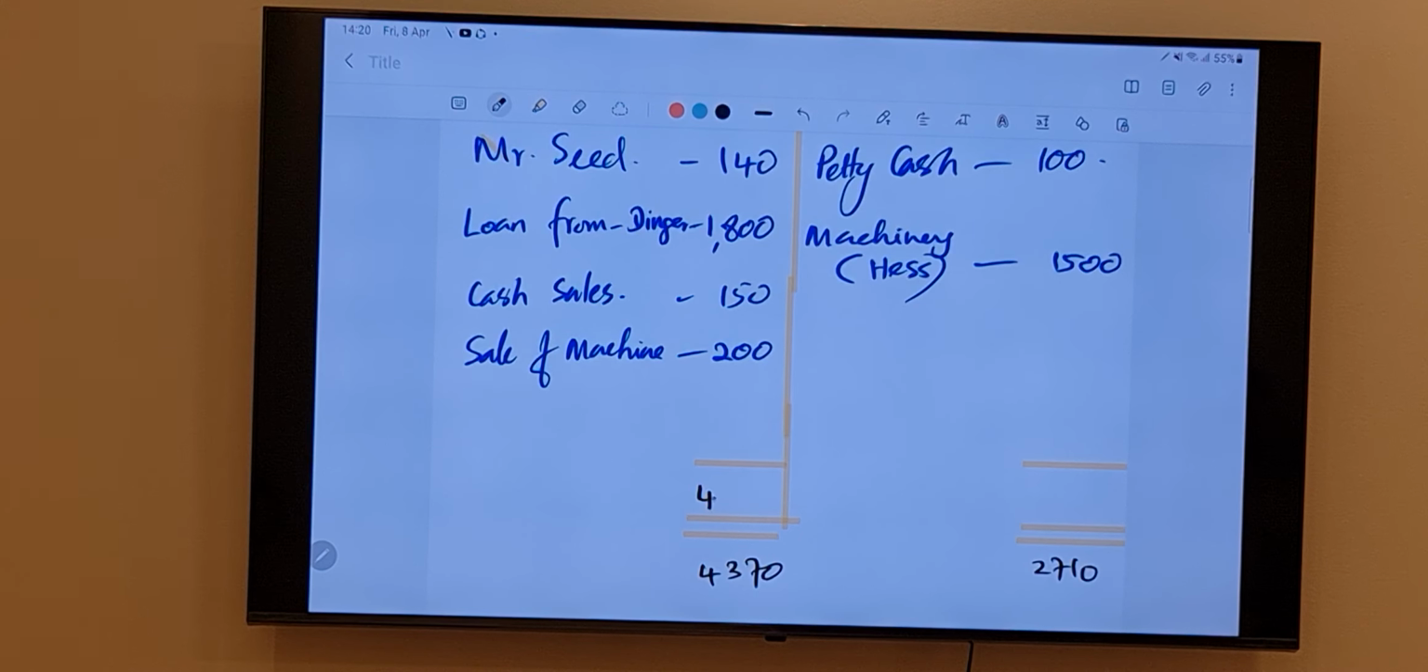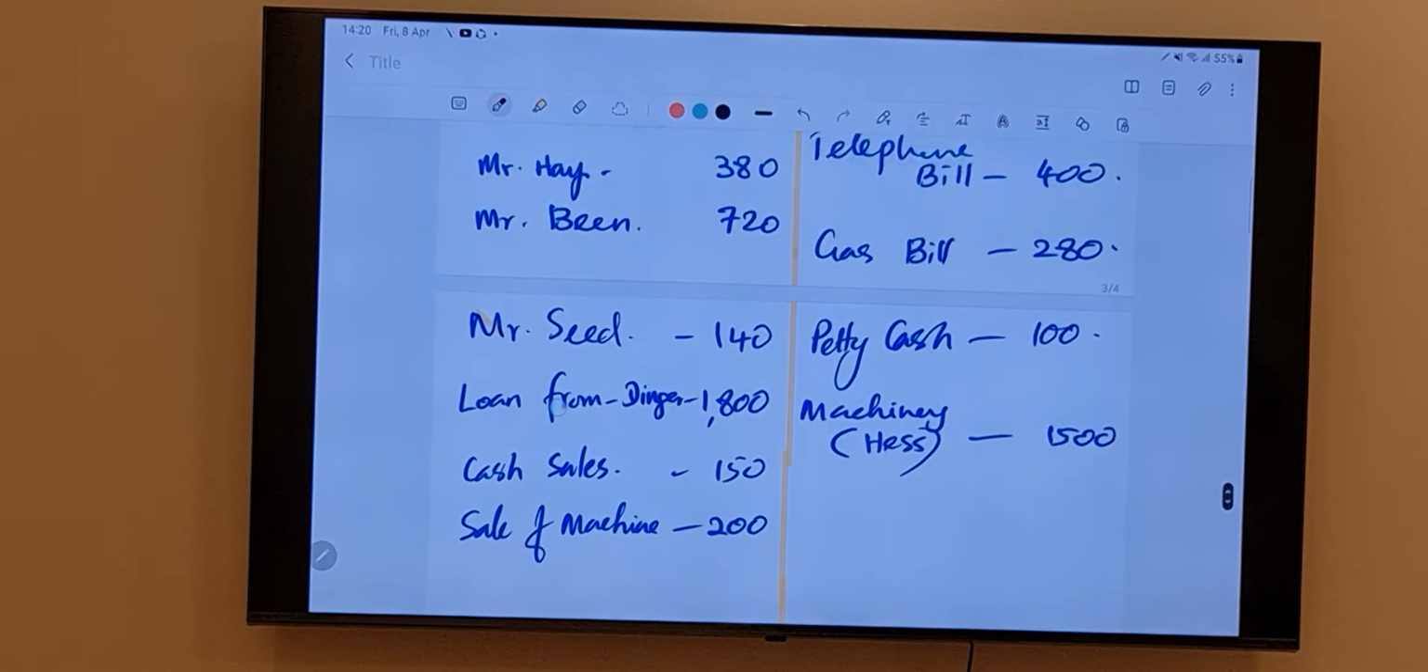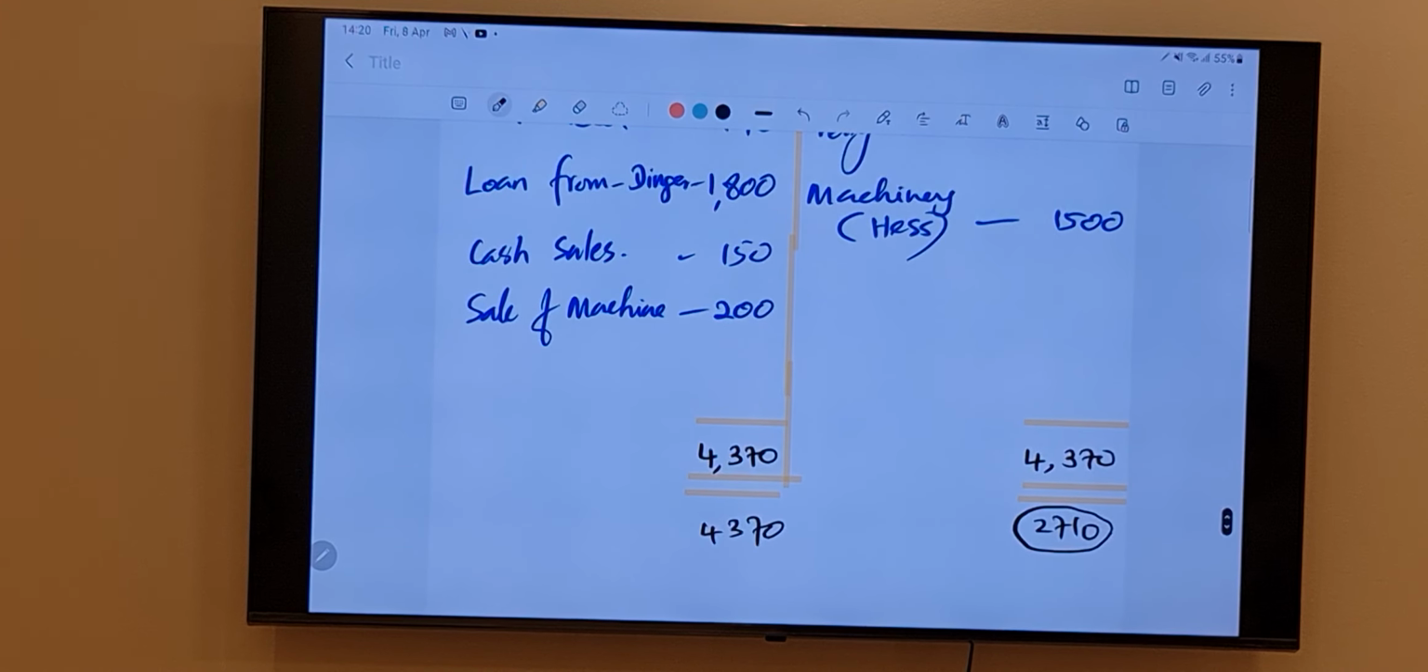So 4,370, 4,370, both sides. Now we know the credit side total, how much? 2,710. And now what you do is find the difference between these two. How much? 1660. 1660. That you write here.